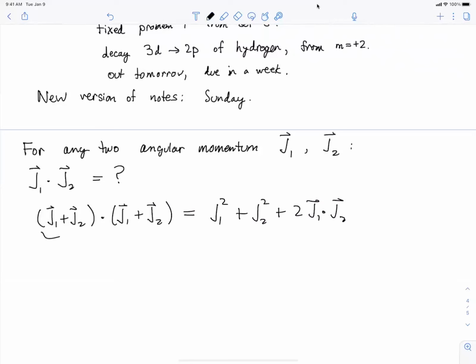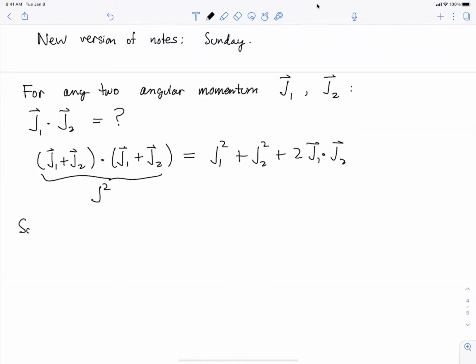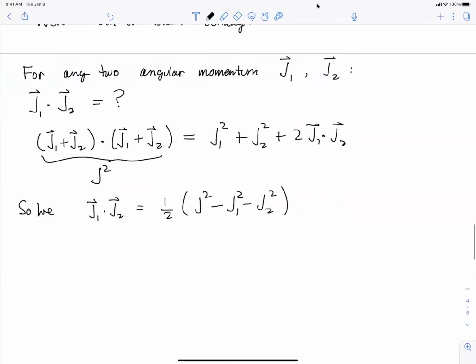This is otherwise known as the total J squared. And now we solve. J1 dot J2 is 1/2 times J squared minus J1 squared minus J2 squared. Okay, so we used this when we did the fine structure, the LS coupling. We did it in the hyperfine. We've done it in several problems now.